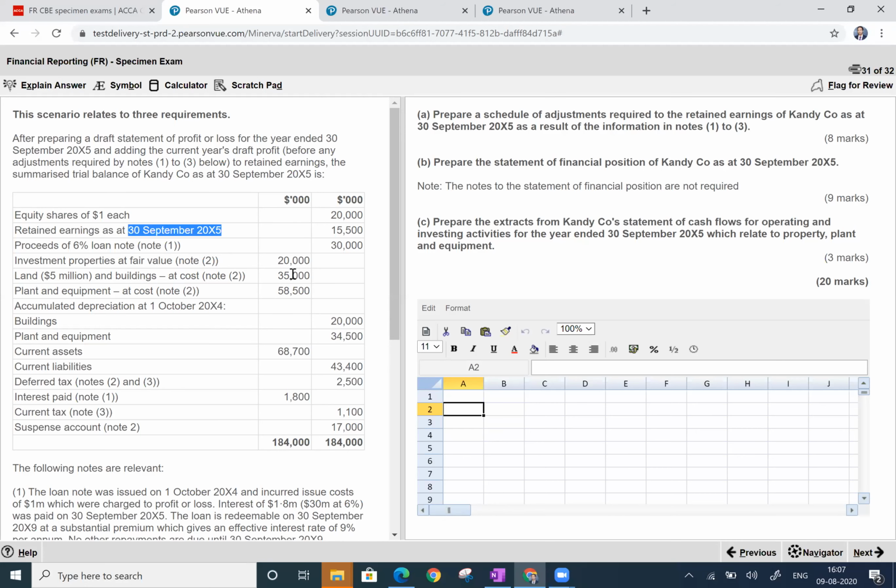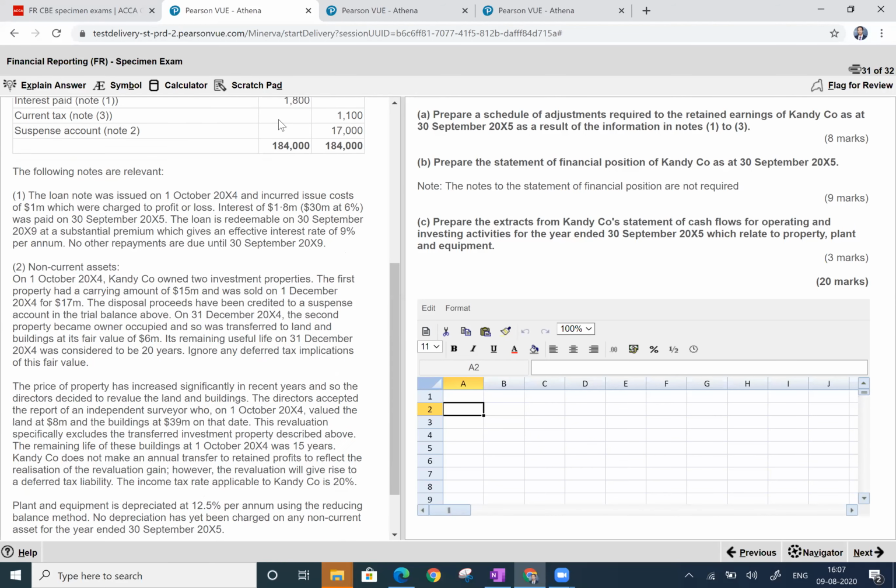Plant and equipment at cost, and accumulated depreciation at 1st October x4 for building, plant and equipment. The beginning accumulated depreciation is given at 1st October x4, and your year ending is 30 September x5. Then current assets, current liabilities, deferred tax, interest paid, current tax, and something known as a suspense account as well.